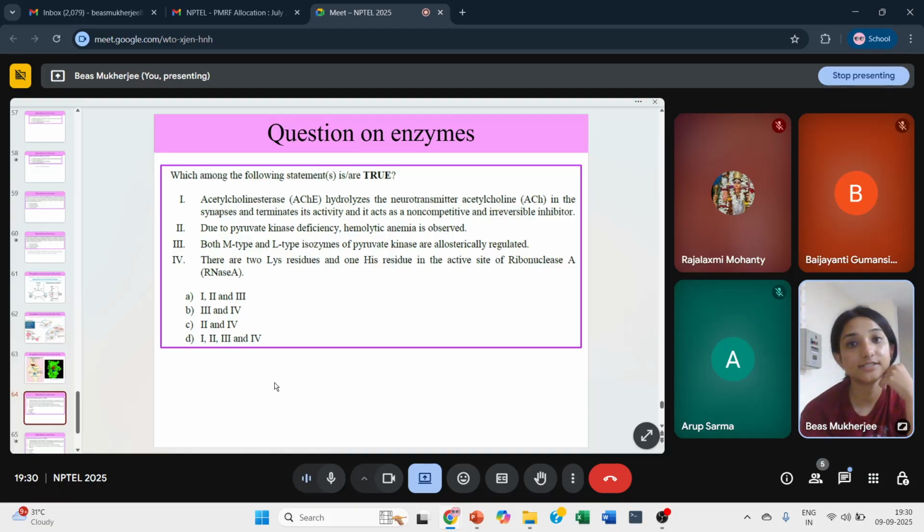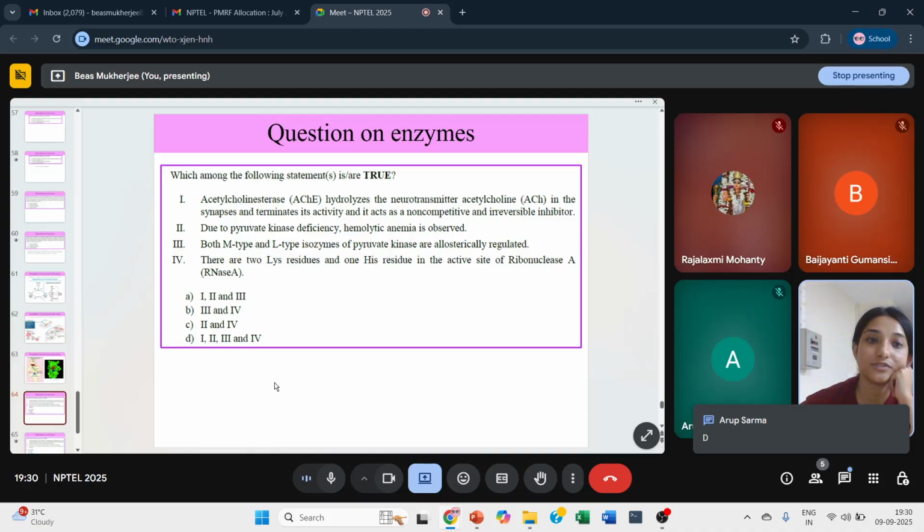Acetylcholinesterase hydrolyzes the neurotransmitter acetylcholine in the synapse and terminates its activity, and it acts as a non-competitive and irreversible inhibitor. Due to the pyruvate kinase deficiency, hemolytic anemia is observed. Both M and L type isozymes of pyruvate kinase are allosterically regulated. There are two lysine residues and one histidine in the active site of ribonuclease A. So which of these are true?